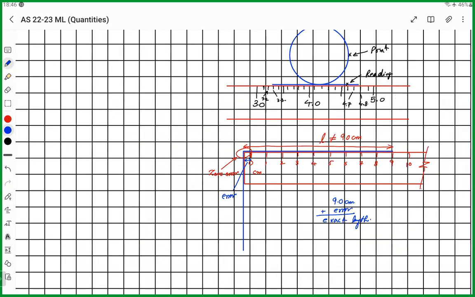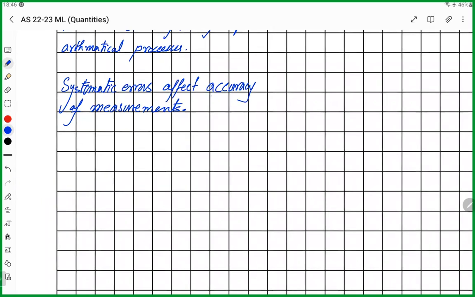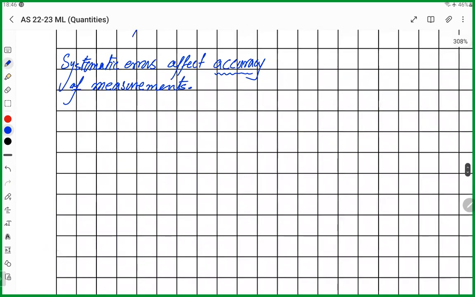Now, systematic errors affect accuracy of measurement. Like it affects your accuracy of measurements. And accuracy is not a general term over here. Accuracy has a specific definition in physics. What is meant by accuracy?